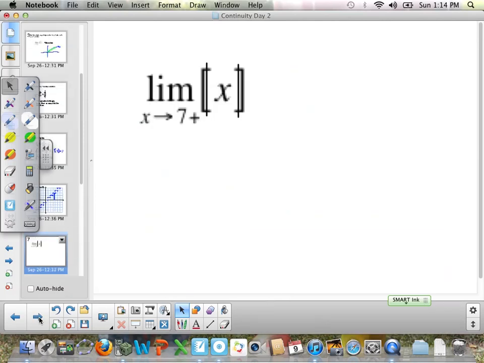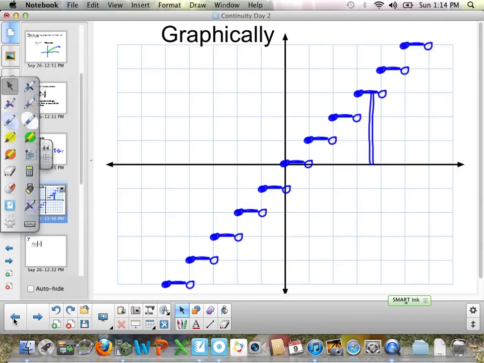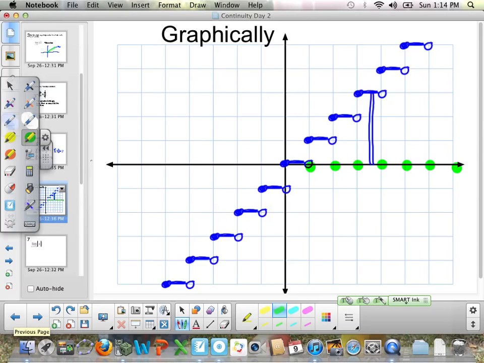If we look at some examples of limits of step functions, the limit of the step function of x as x approaches 7 from the positive side. So if we look at 7 on this graph, 1, 2, 3, 4, 5, 6, 7, it would be a little bit higher. You can see it would be at 7.